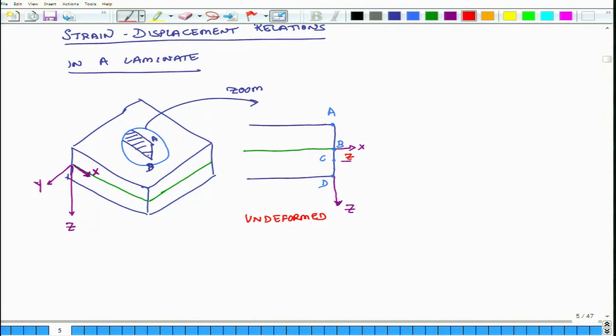This is the undeformed situation. Now, when I put some load on this composite plate, so I can put some extra mass or weight, then this composite plate is going to bend. So, what I will do is I will draw the bent configuration also. So, these are my original lines.